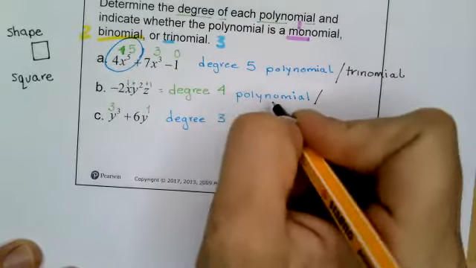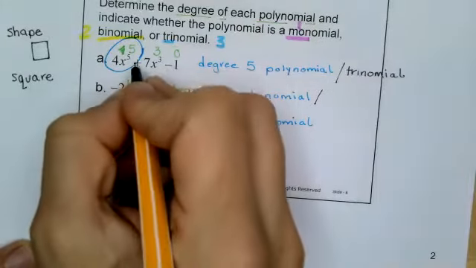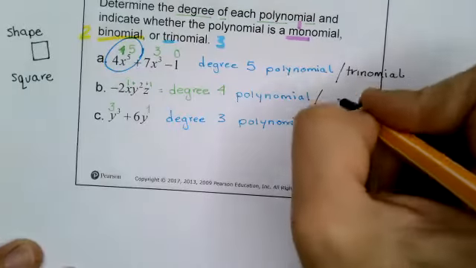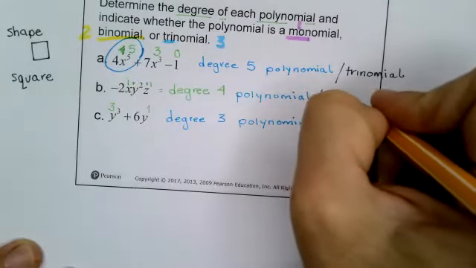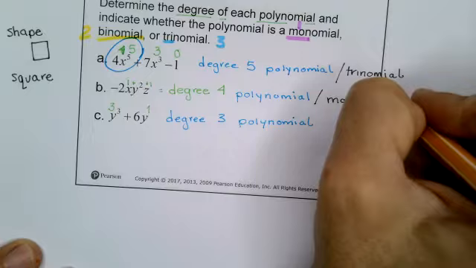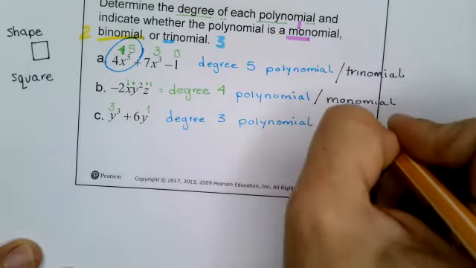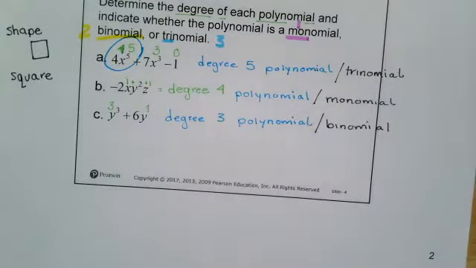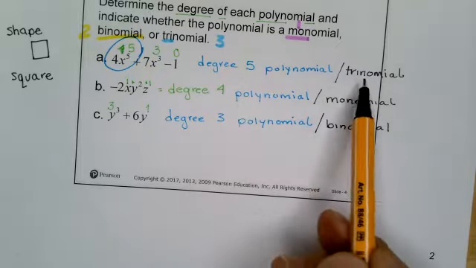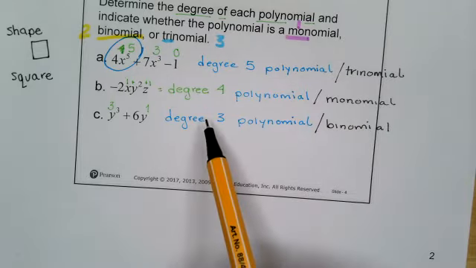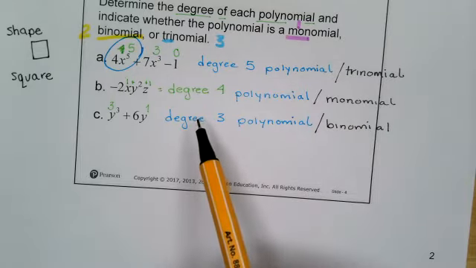This is a degree 4 polynomial. There's only one term because there's no plus or minus behind the negative 2. So we're going to call that a monomial. And then here we have 2 terms, so that's a binomial. You can say it's a degree 5 trinomial or a trinomial with a degree of 5. Either of those is fine.